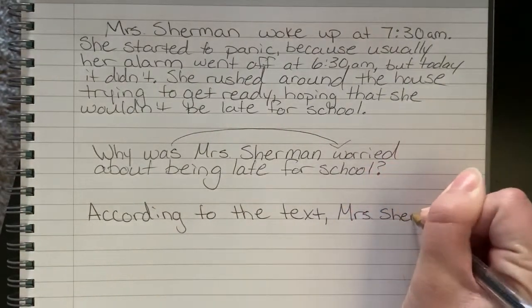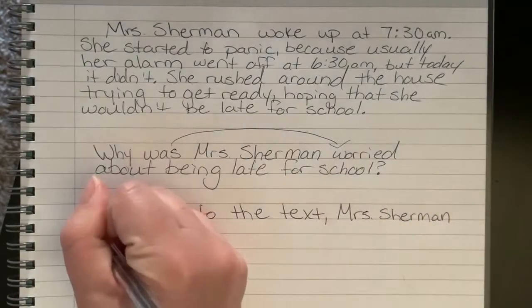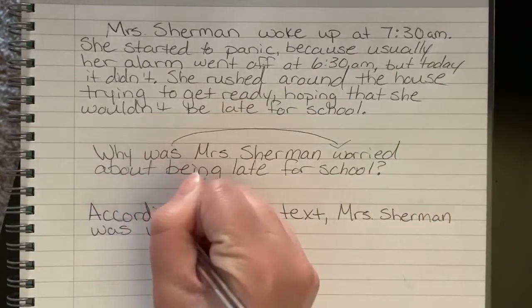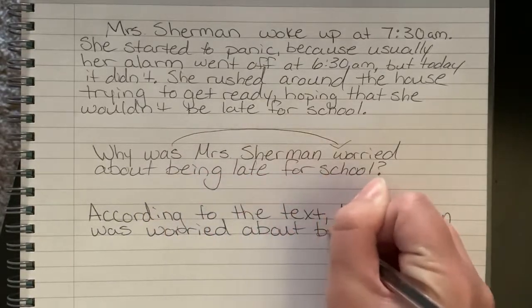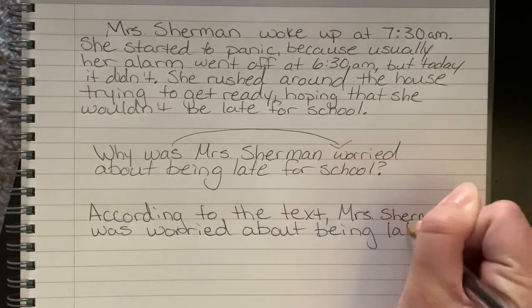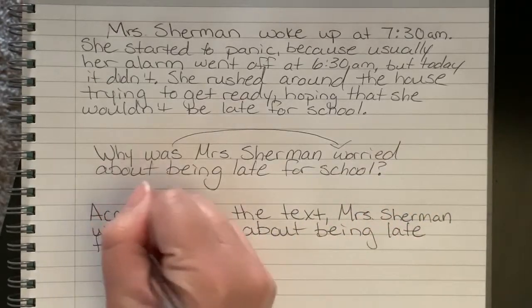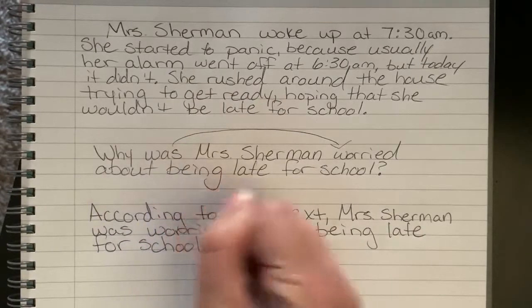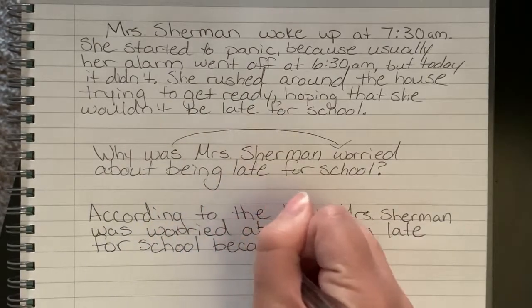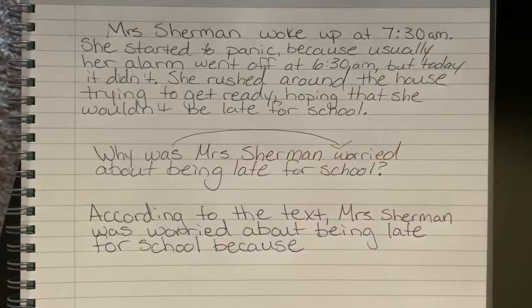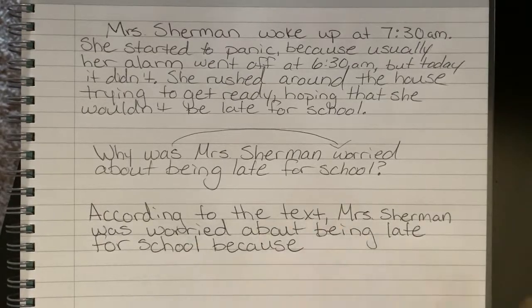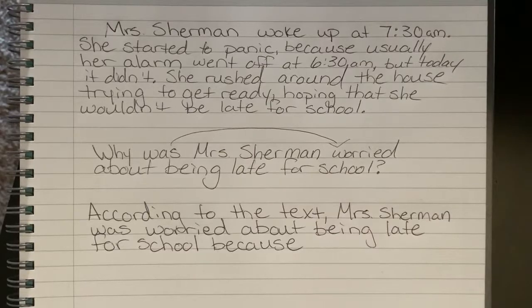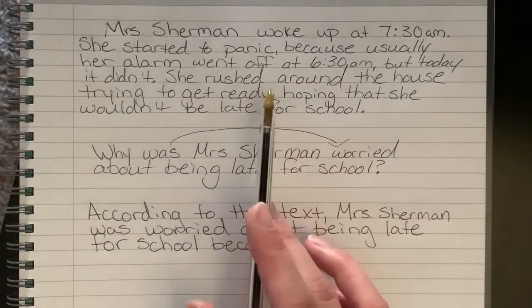Mrs. Sherman was worried about being late for school, and we have to add because so we can answer the question and explain our evidence. So answering and explaining our evidence usually goes together. So according to the text, Mrs. Sherman was worried about being late for school because, and now we look back in the text.